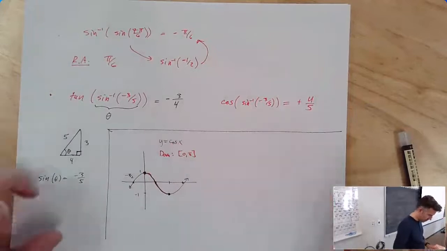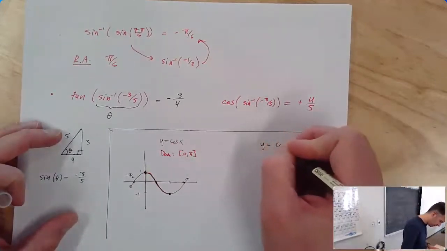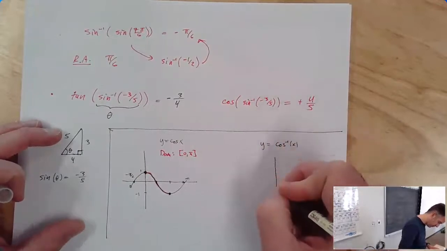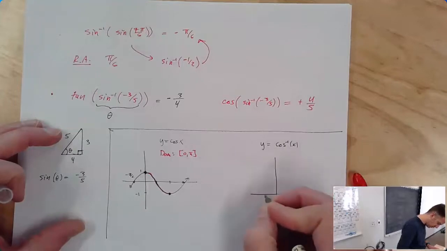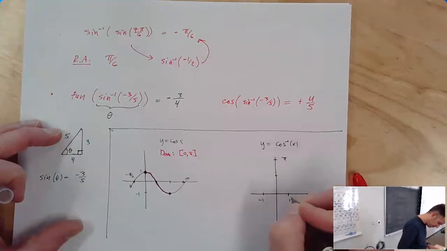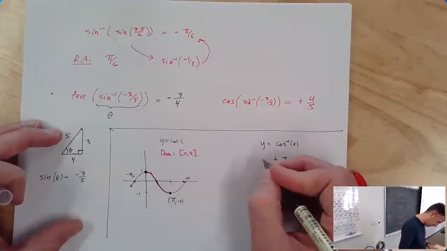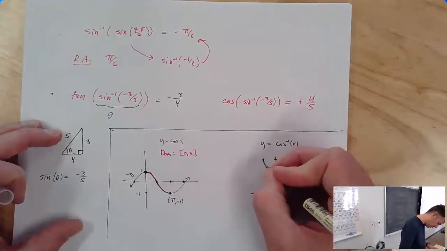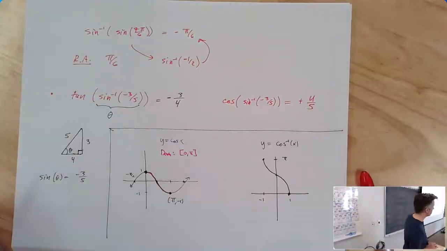And the inverse function, y equal to the inverse cosine of x, is going to have a range from 0 to pi. And instead of having 0, 1, we're going to get 1, 0. Instead of having pi, negative 1, we're going to have negative 1, pi. It's going to look like this. There's your inverse cosine function.